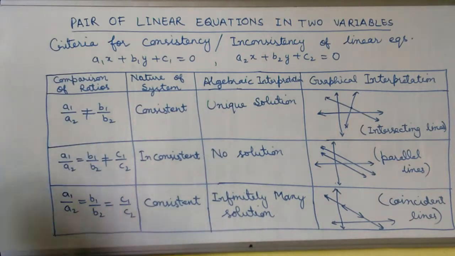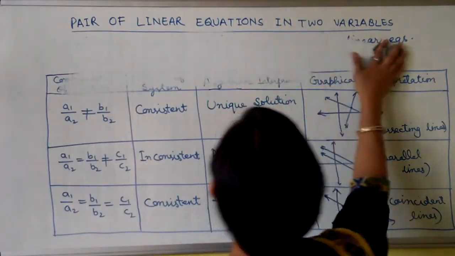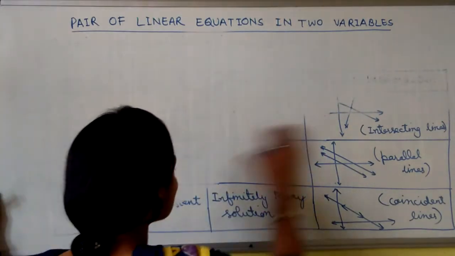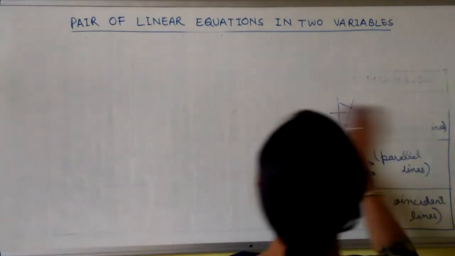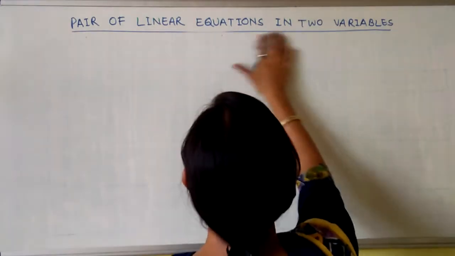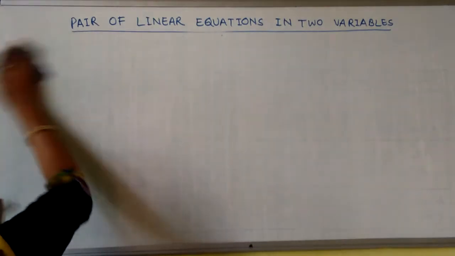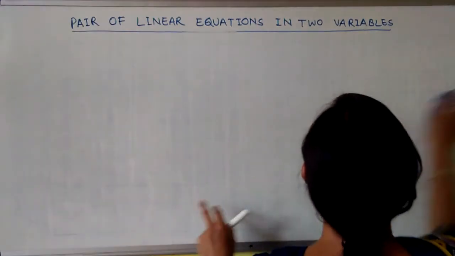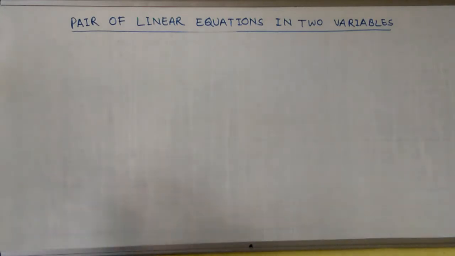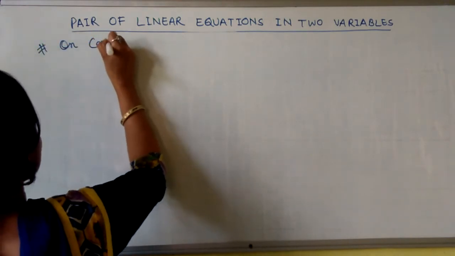Now come to the question. I will take the question from your NCERT book. The question says that on comparison, you have to tell whether the equation lines are intersecting, parallel or coincident. You have to check by comparing the ratios. So on comparing the ratios, we have a question from your NCERT.